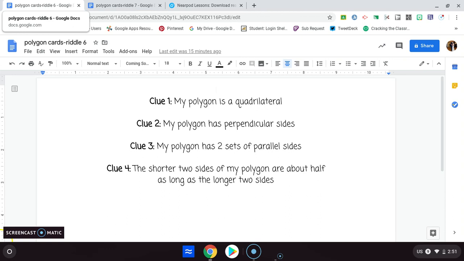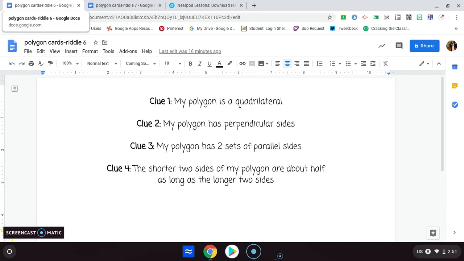My polygon has 2 sets of parallel sides. So they have 2 sets that will never touch. So the top and bottom lines won't touch, and the left and right side won't touch. So it has 90-degree angles, 4 sides, and it has 2 sets of parallel sides.